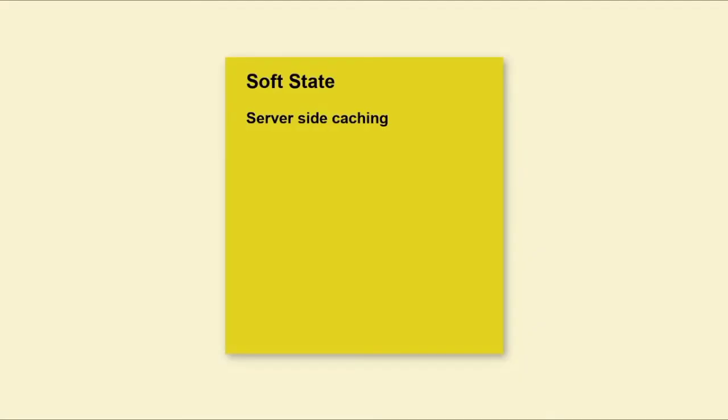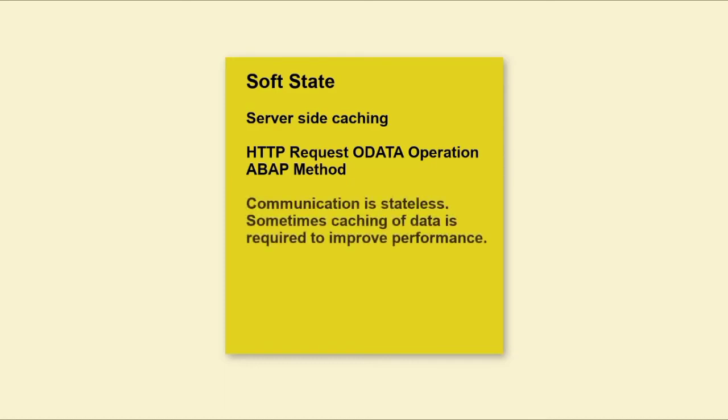Server-side caching can be done using SoftState. The method used in SoftState is HTTP request OData operation. With that method, by default, the whole communication is stateless. Certain business scenarios do require the caching of data to improve their performance.